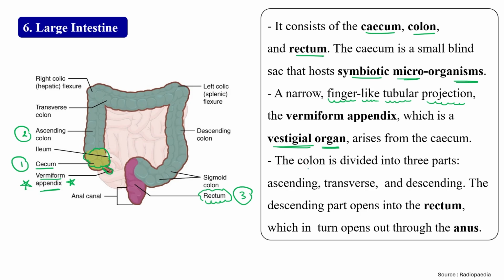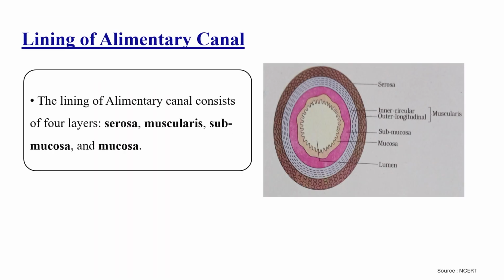The second part is the colon. We can further divide the colon into three different parts. First, the ascending part. Then the transverse part. And then the descending part. So ascending, transverse and descending. This descending part further opens into the rectum, which in turn opens out through the anus. This is your anal gland. Okay, so this is the overall structure.